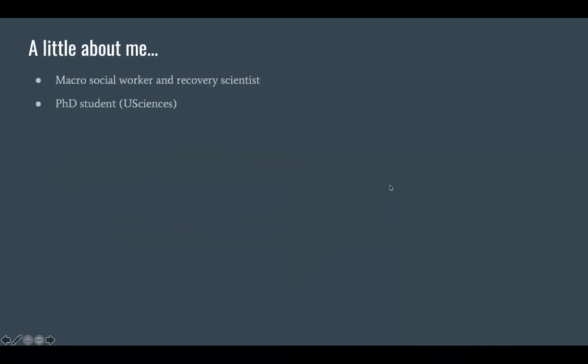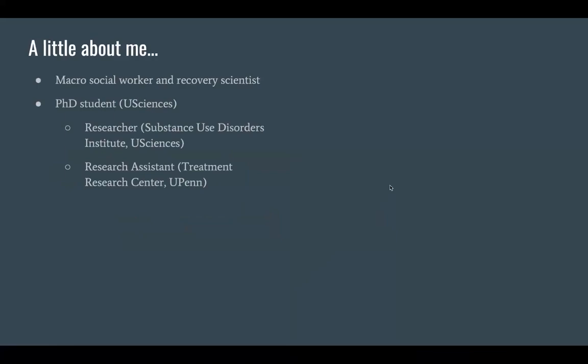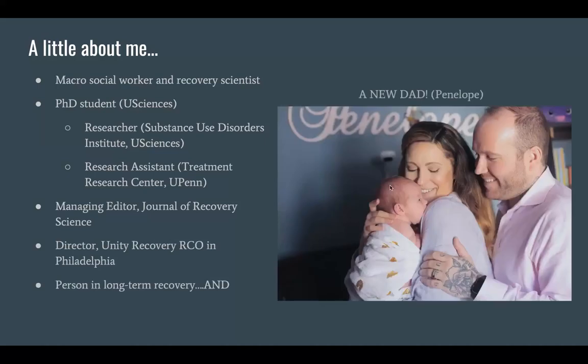So a little bit about me. As Jess said, I am a macro social worker, so I've never been a clinician, and I'm also a recovery scientist, and we'll go over what that means in a bit. I am a PhD student at the University of the Sciences. I'm a researcher there at USciences at the Substance Use Disorders Institute, led by Dr. Andrew Peterson. I'm also a research assistant at the Treatment Research Center at the University of Pennsylvania Perelman School of Medicine. The managing and founding editor of the Journal of Recovery Science, our namesake for what we're talking about today, which is at recoverysciencejournal.org. It's an open access journal if anybody hasn't heard of it and is interested in some of the peer-reviewed publications that have come out. I'm also the director of a recovery community organization and recovery center in Philadelphia called Unity Recovery, which is a nonprofit. And I'm also a person in long-term recovery. And perhaps most importantly, I'm also a new dad to my lovely 4-month-old daughter, Penelope, who you'll see there to the right. And I did get permission from her mother to use our picture.